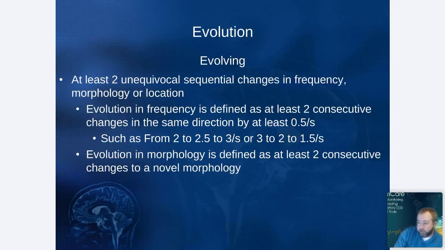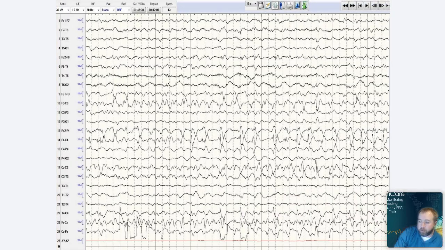Evolution in morphology is defined as at least two consecutive changes to the morphology. So this is, again, a very difficult pattern to find, mainly because it can take a few seconds to achieve. If you note the sensitivity here, this is actually on a 30. This is in the very middle of a seizure. You can see the sharp waves toward the start of the epoch shift to more of a spike toward the end of the epoch. So this is going to be evolution in morphology.